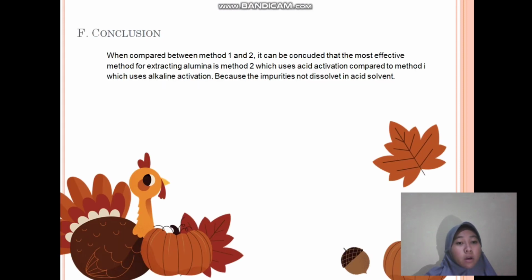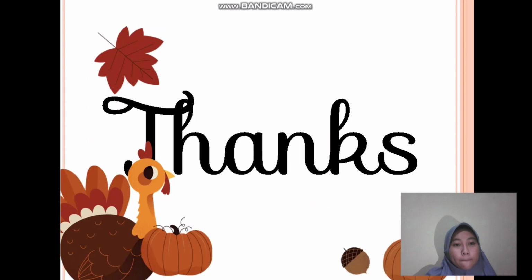The next conclusion. When compared between method 1 and 2, it can be concluded that the most efficient method for extraction of alumina is method 2, which is acid extraction compared to the method with acid alkaline extraction, because the impurities are not dissolved in acid solvent.